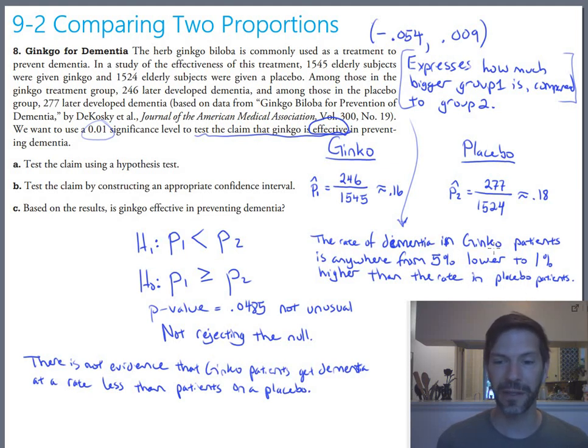So if ginkgo makes a difference, we don't even know if it makes it better or if it makes it worse. And it could be that it makes zero difference, right? That's a possibility as well in this range. 5% lower all the way through to 1% higher includes the possibility that there is zero difference. Okay, I think really with this video we've got the whole story. I might do one more example just so you can see one more example worked out.